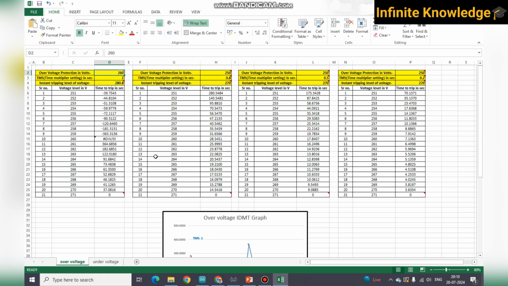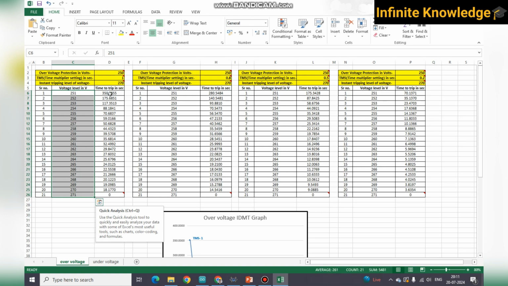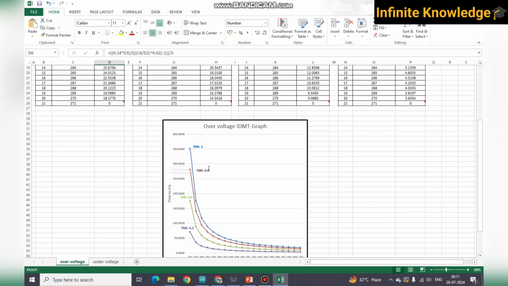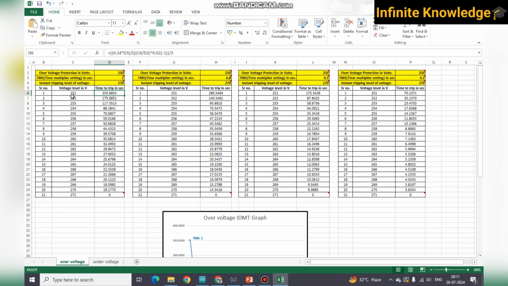250 is the usual voltage range that we have considered. Why is this 270? It is a voltage which is 1.08 times your input over voltage. If you add 250, it means that if your voltage increases beyond 250, you shall get a tripping in a certain amount of time, and this time varies according to our IDMT characteristic. You can see here, if your voltage is a constant 251, then after 350 seconds you will get the over voltage tripping. Similarly, as your voltage increases, your time to trip decreases.